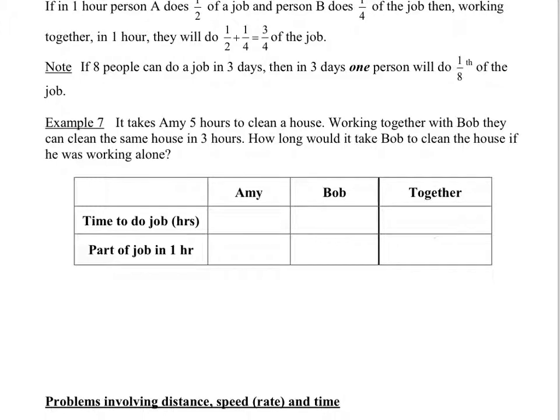So in example 7, it says it takes Amy 5 hours to clean a house, and together with Bob she can do the same house in 3 hours. So Bob helps to make the process quicker. And the question is, how long would it take Bob to clean the house if he was working alone?